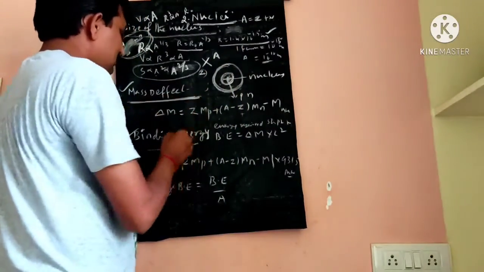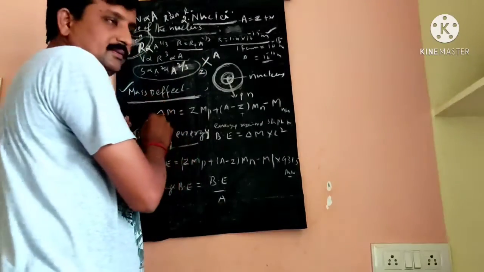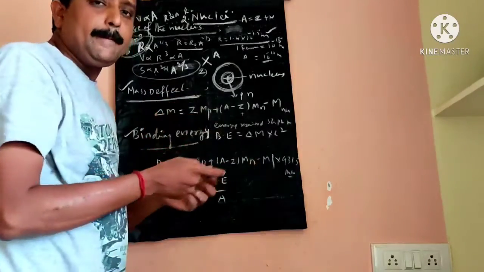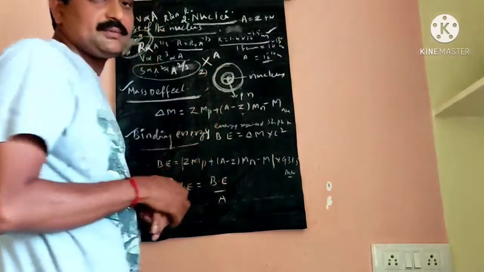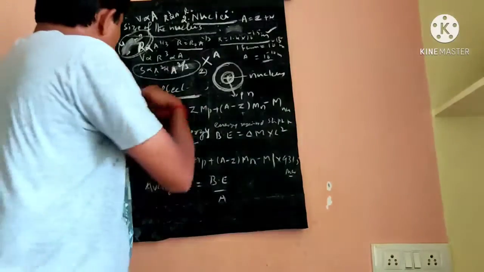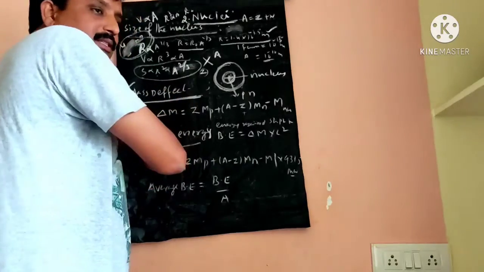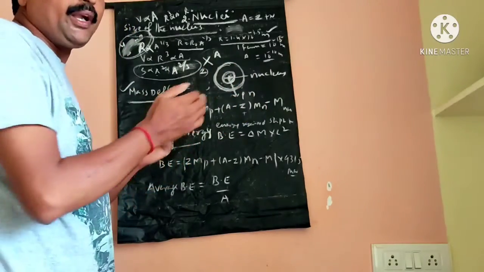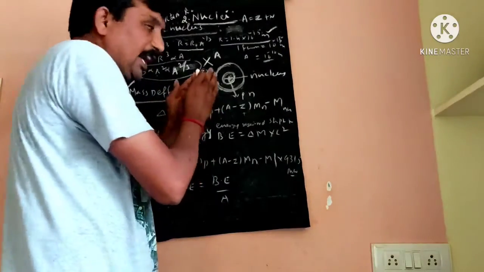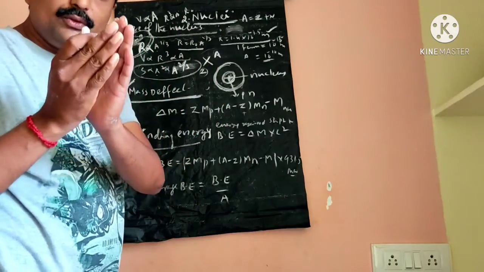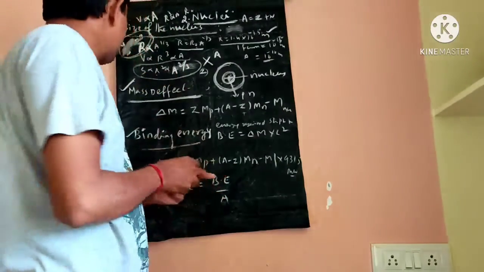What is called mass defect? Mass defect is the difference between the actual mass of the nucleus and the individual mass of nucleons, and it is also defined as the difference between the practical mass and theoretical mass. This is called mass defect.